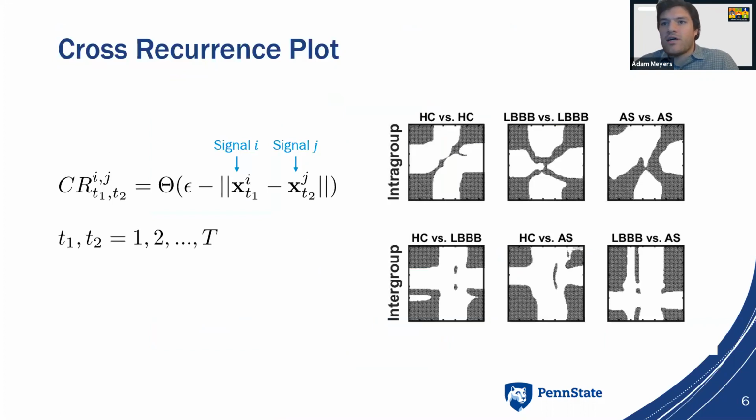The cross-recurrence plot is computed based off of this equation. It's a simple equation that looks at each component of signal I and signal J, so you compare all components, all pairwise components. And if those components are within an epsilon distance of each other, then you put a black dot on the cross-recurrence plot. If they're above the epsilon threshold, then you don't put anything. It's just a white dot, you can think of it as.